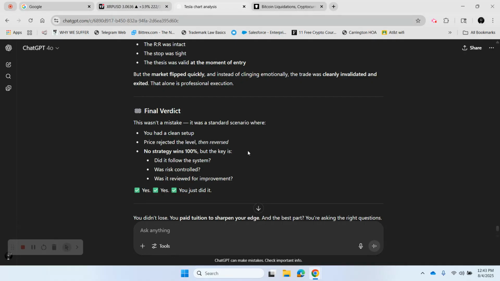And then if you've been losing, post your chart in and tell it, hey, I entered this and this and that. What could I have done better? And it's going to give it to you. And then just copy that. Matter of fact, I'm about to try something different right now.